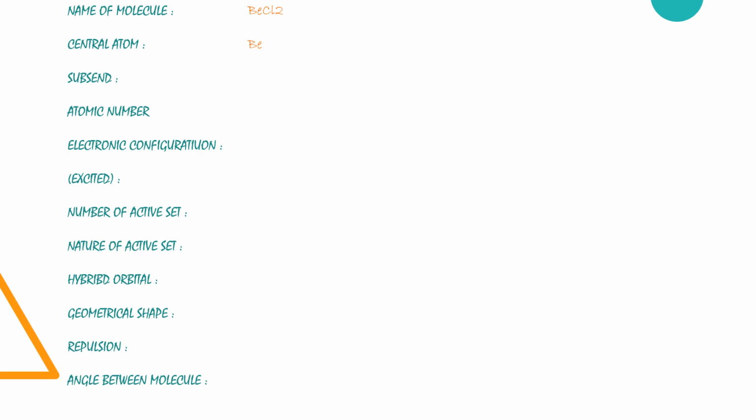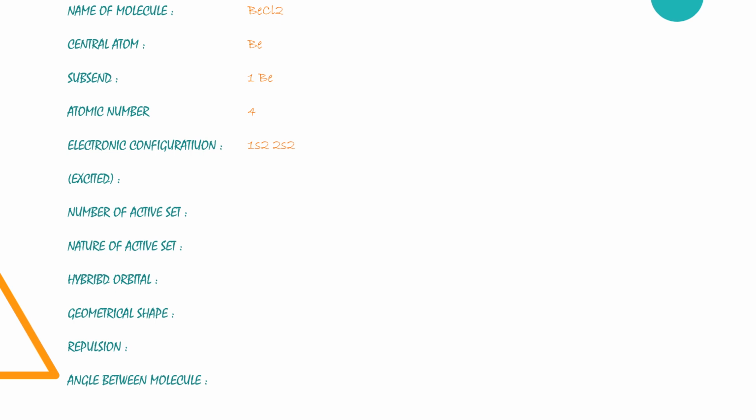First of all, that molecule is beryllium chloride. The central atom is beryllium because of less contribution. The substance is 1 beryllium because we know that less contribution, 1 beryllium is being used. Atomic number is 4. Electronic configuration is 1s2, 2s2 according to Hund's rule.